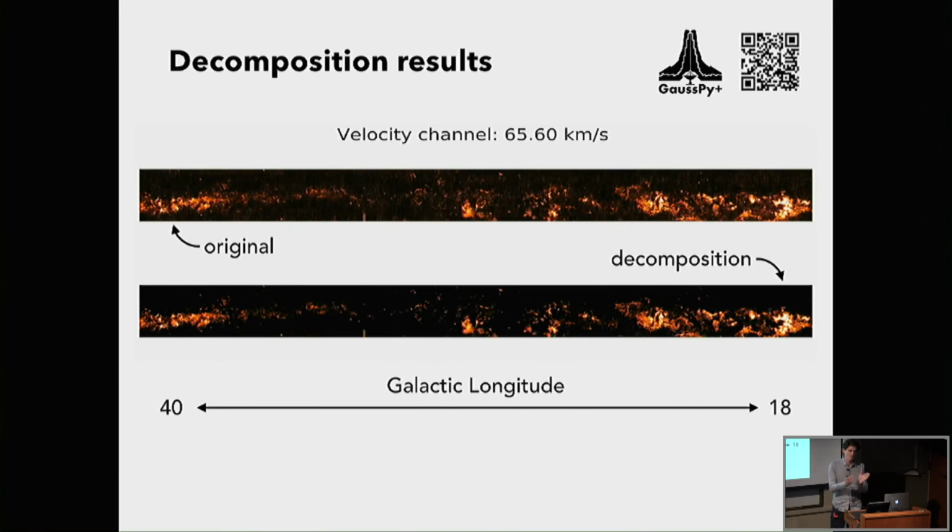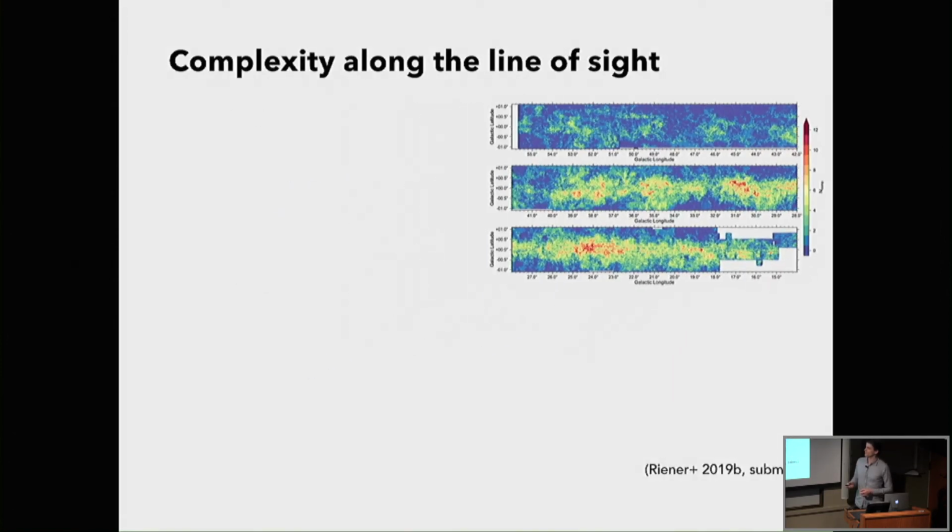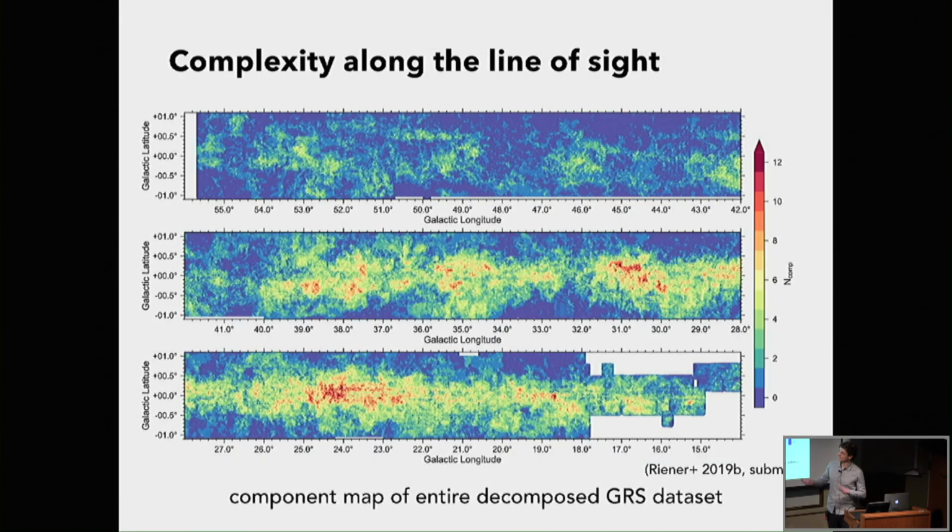We focused a bit more on the global parameters of the gas emission. First of all, we were very interested in the complexity. Can we describe the complexity along the line of sight in the spectra? What you see here is a map that shows the number of fit components we used per spectrum. And you can see here, especially in the inner galactic plane, we needed up to 10 or 12 fit components, which means there were 10 or 12 emission peaks along the line of sight.